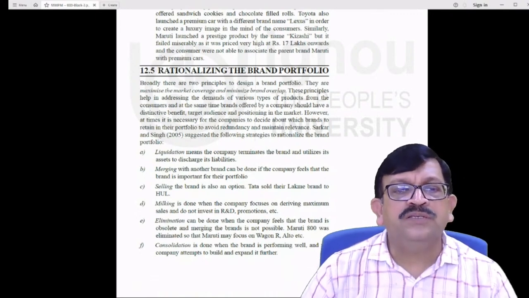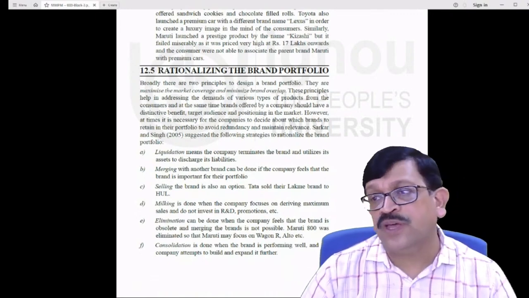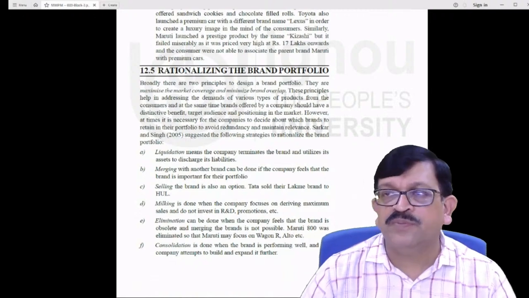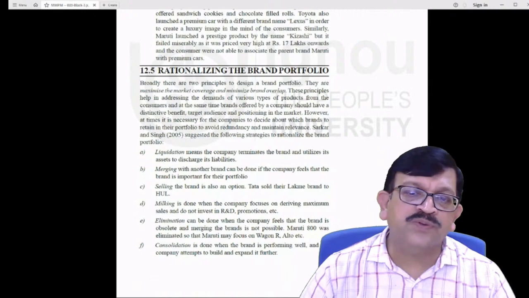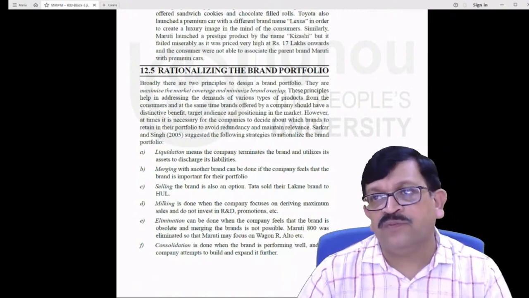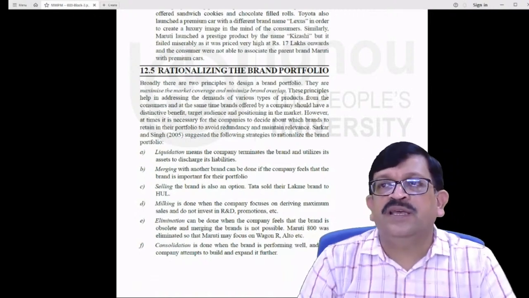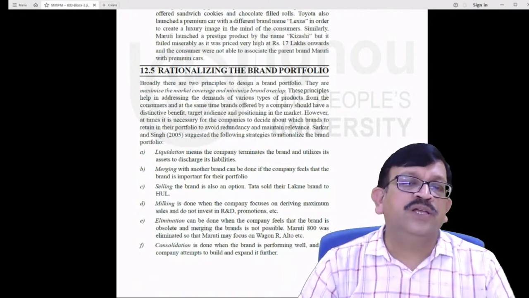Looking at this, selling of the brand is an option, where many times brands get sold off or acquired. This is the case with the Lakme brand, a very unique brand of Tata's, which exchanged hands when it was sold off to HUL.